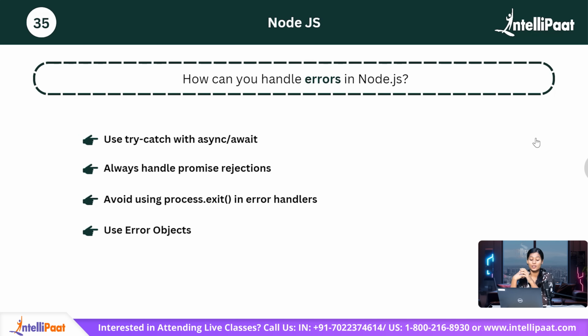You can use try and catch with async and await, so that whenever any particular await function doesn't work, you can put it inside a try and catch block to exactly figure out which one didn't work for you. You can handle promises. You always need to add a rejection as well when you're using promises, so that if your promise gets rejected, you know what happens then. That is again another part of error handling. Then you should stop using process.exit, because it exits from your process abruptly. So if anything goes wrong, you will not know because your process exited abruptly. Then you can use error objects to better handle the errors in Node.js.